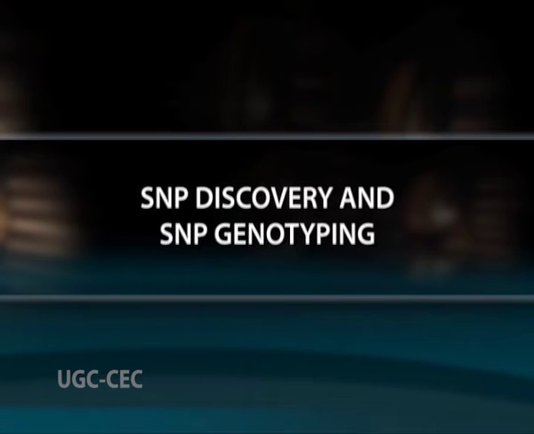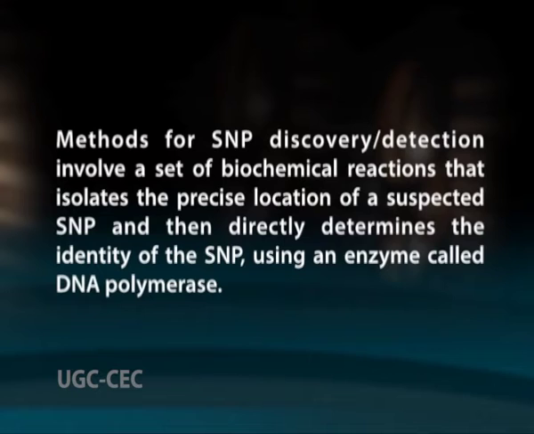SNP discovery and SNP genotyping. There are over 1 million SNPs identified. 95% of these are unique and valid polymorphisms. Methods for SNP discovery or detection involve a set of biochemical reactions that isolate the precise location of the suspected SNP and then directly determine the identity of the SNP using an enzyme called DNA polymerase.